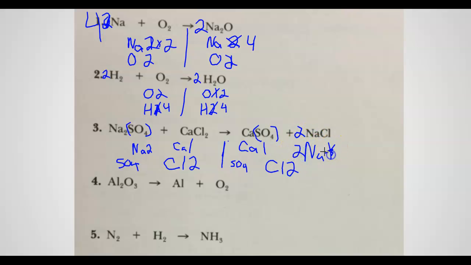2 times 1 is now 2, which ironically I have 2 on the other side. And that is all it takes to balance that one, because I have 2 sodiums, 2 sodiums. I now have 2 chlorines, 2 chlorines there, 1 calcium, 1 sulfate polyatomic ion.